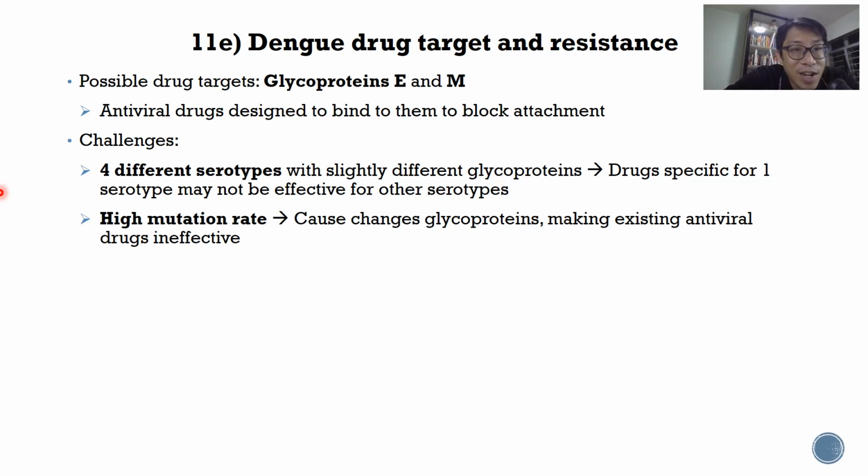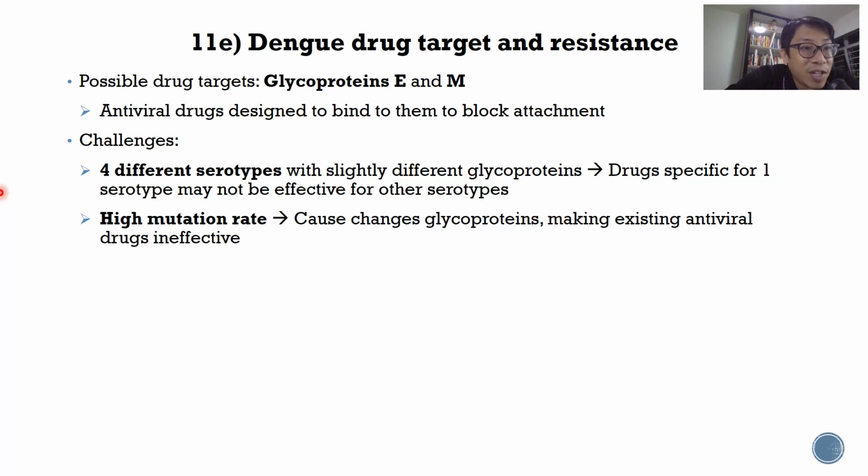But the problem, especially with glycoprotein E, is that there are 4 different types. So drugs that are able to bind to one may not bind to another, unless you can find the similar structures between the 4 different types of glycoprotein E and make one drug that's able to bind to all 4 different types. Currently that is still under research as far as I know.